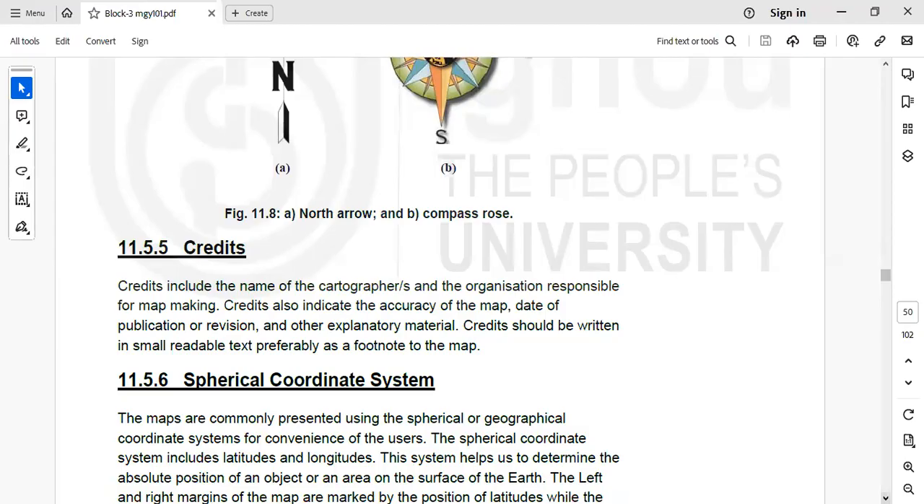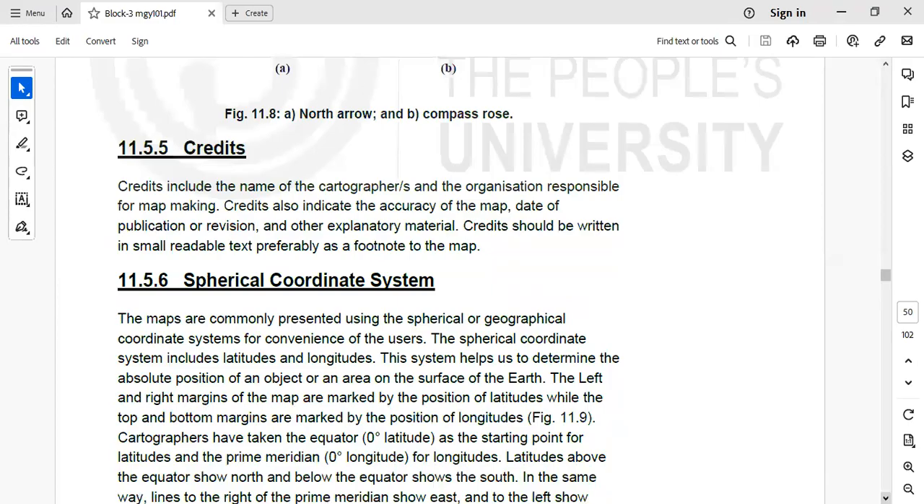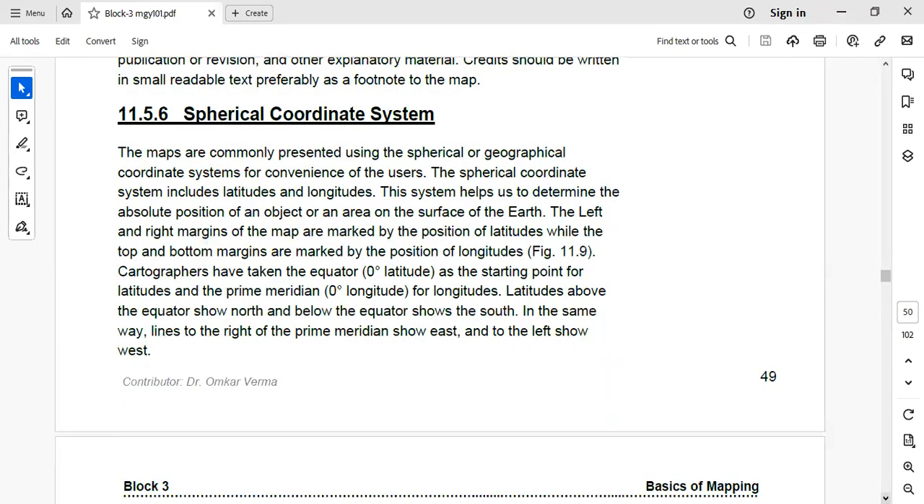Then we have the coordinate system. So a map should have the coordinate system, that is latitude and longitude. Using latitude and longitude, we can determine the location on the map. Then we have the border line and neat lines.